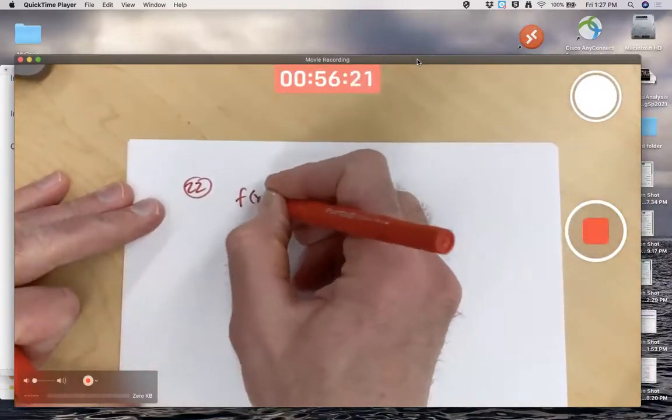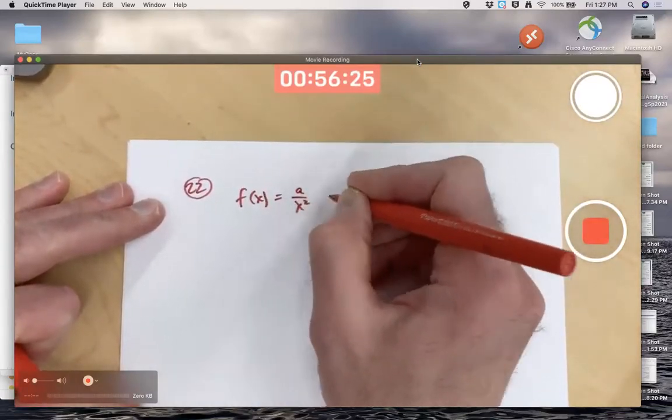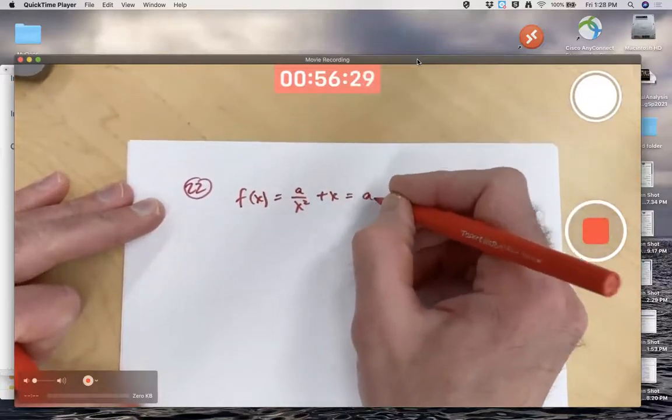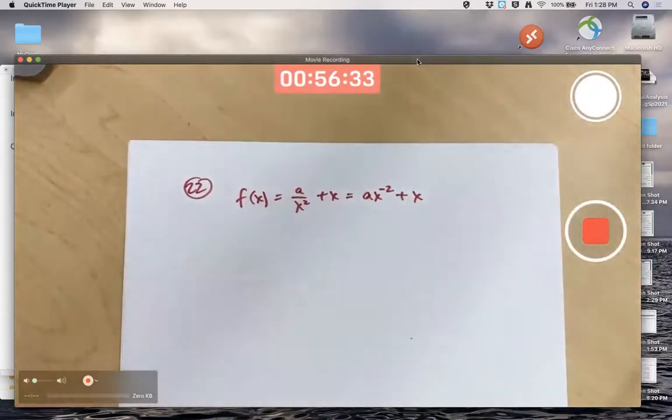F of x equals, the formula is A over x squared plus x, which you can also write as A times x to the negative 2 power plus x. And that'll be a little bit more convenient for finding the derivative. We can avoid the quotient rule, although the quotient rule is not that difficult to use here.